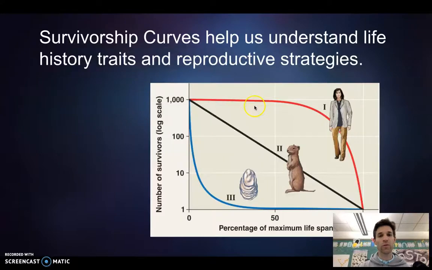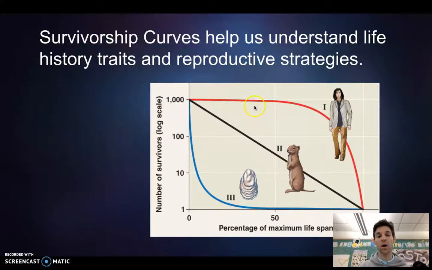How long-lived are those birds, and how long-lived is any species as it reproduces over the years? We end up with three scenarios here, what we call survivorship curves. The top one, the red line, is for large creatures, large mammals specifically, for example, humans, which lie along survivorship curve number 1. The percentage of the maximum lifespan is on the x-axis, and the number of survivors is on the y-axis.